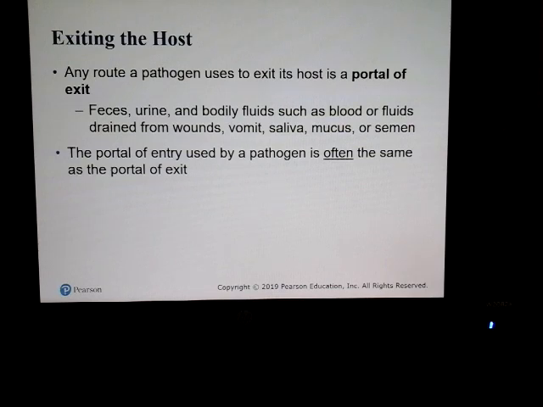So not only do microbes get in, but they get out. Feces, urine, bodily fluids, etc. are ways things can get out.